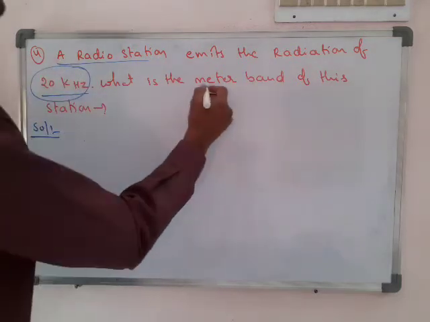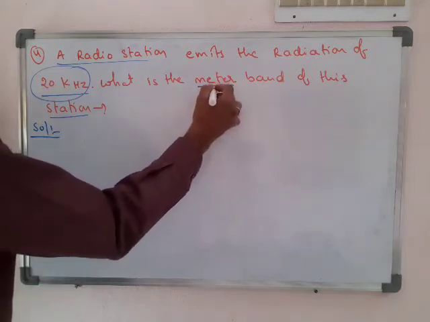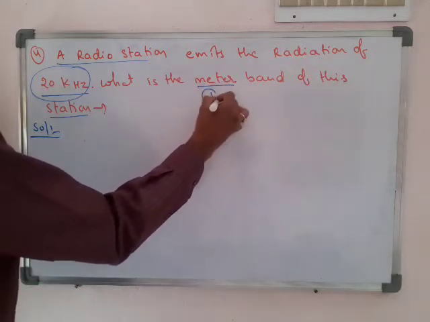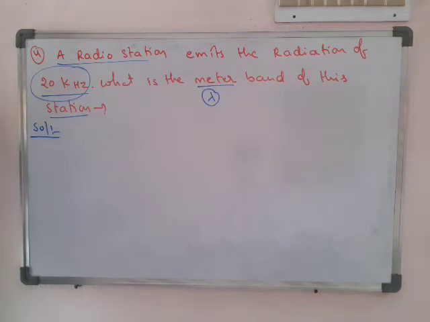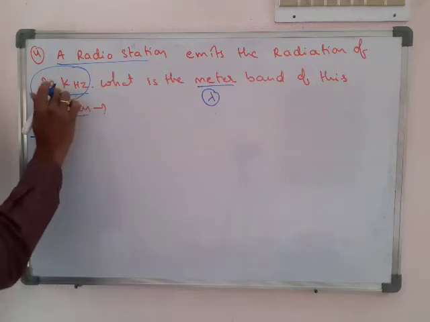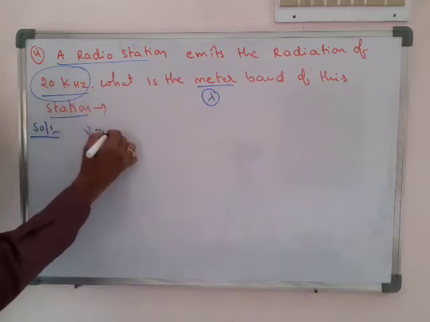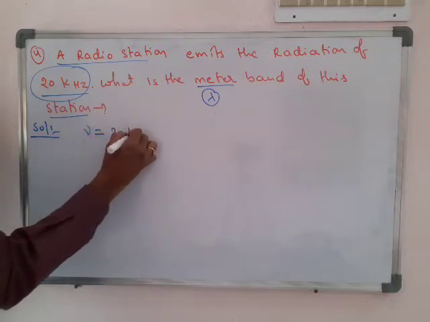What is the meter band of this station? So meter means it is nothing but lambda, the wavelength we have to find out. Very simple. The information given is that the radio station emits this much of kilohertz, meaning the frequency is given: 20 kilohertz.